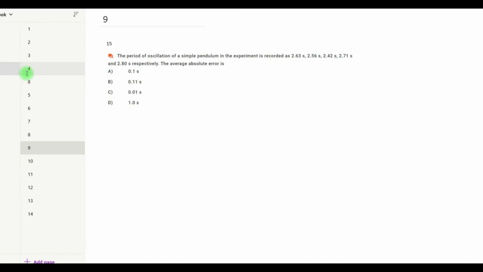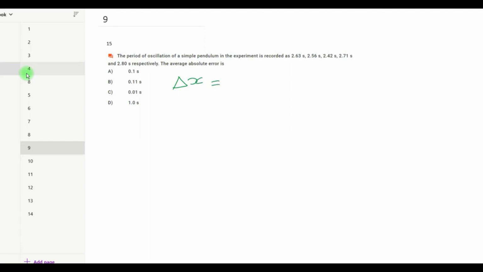It's given the period of oscillation of a simple pendulum has been found 5 times and the 5 values have been given. So we have to find the average absolute error.